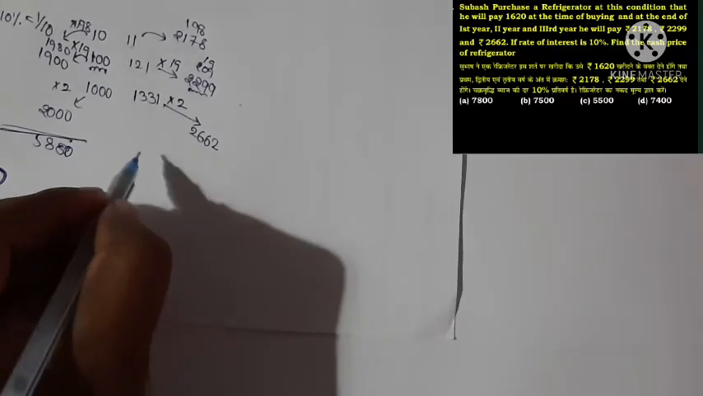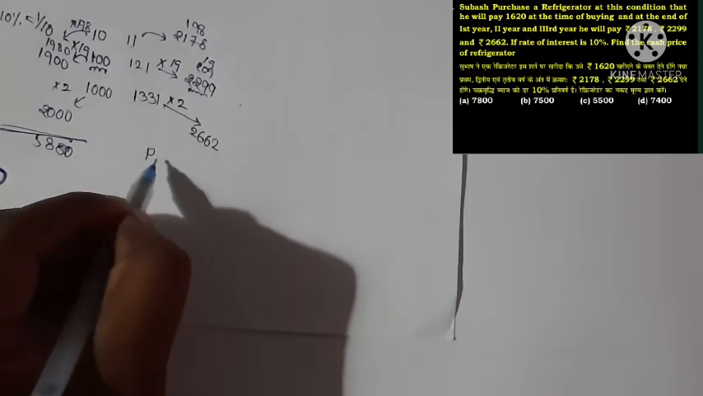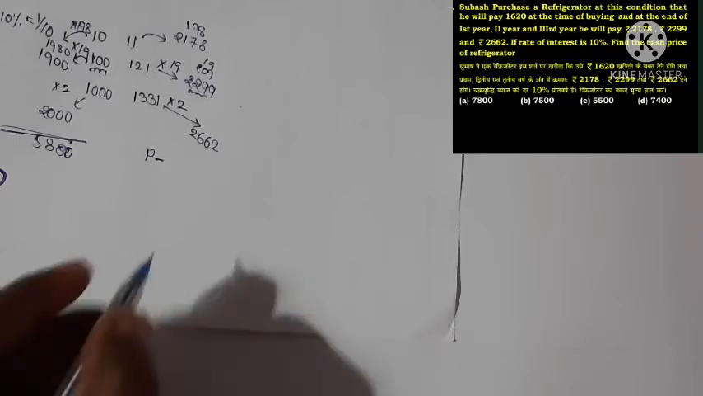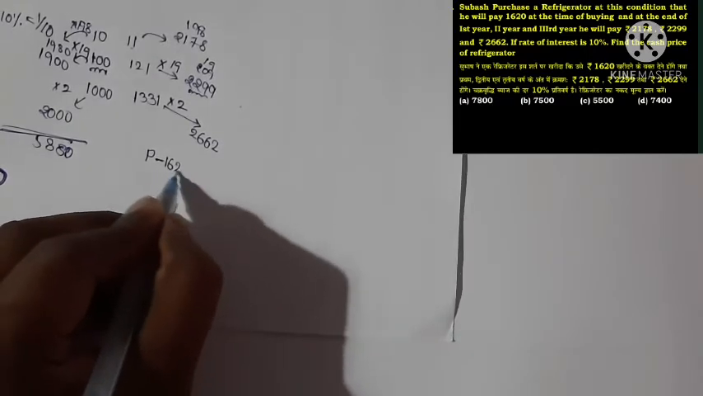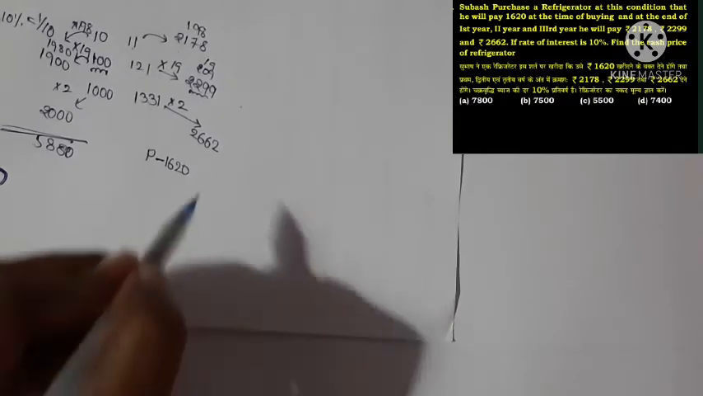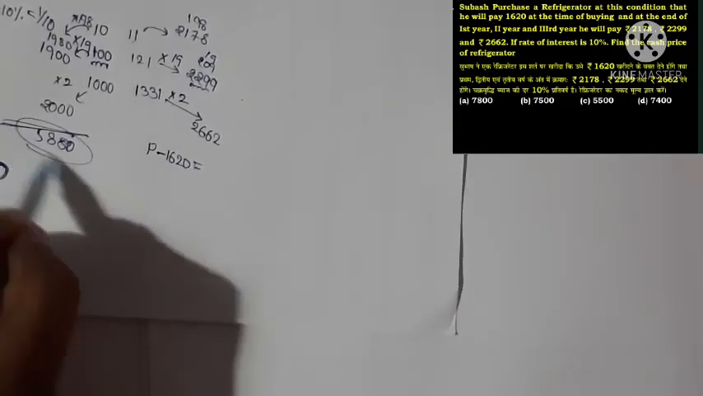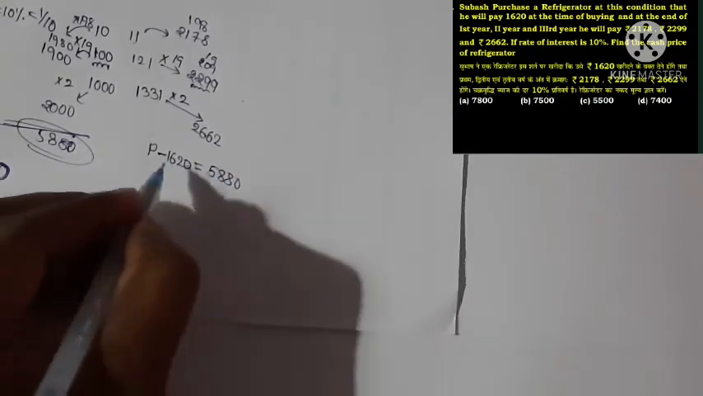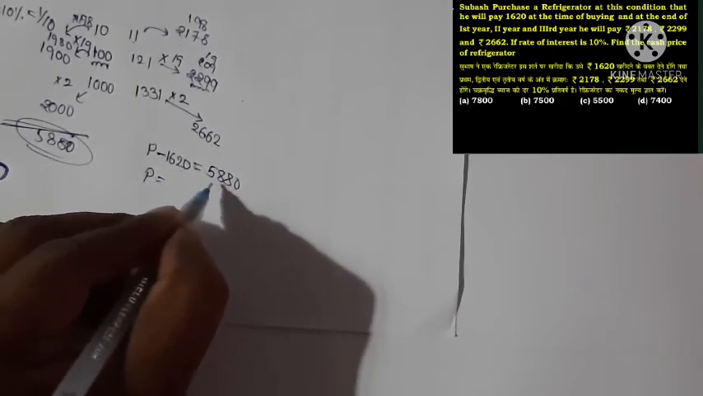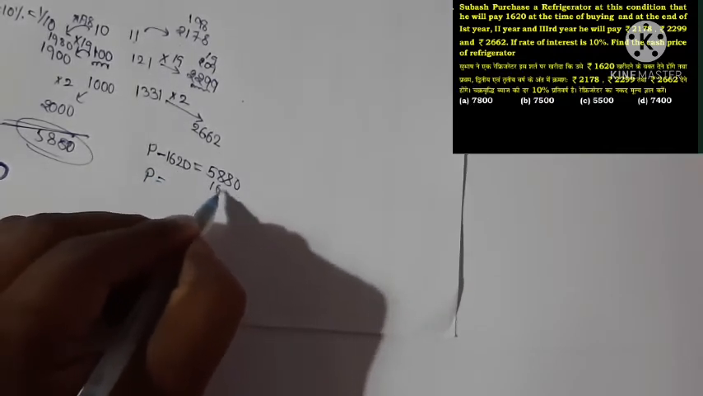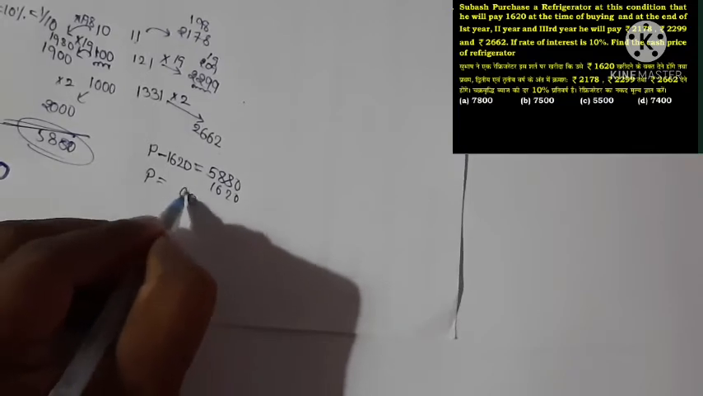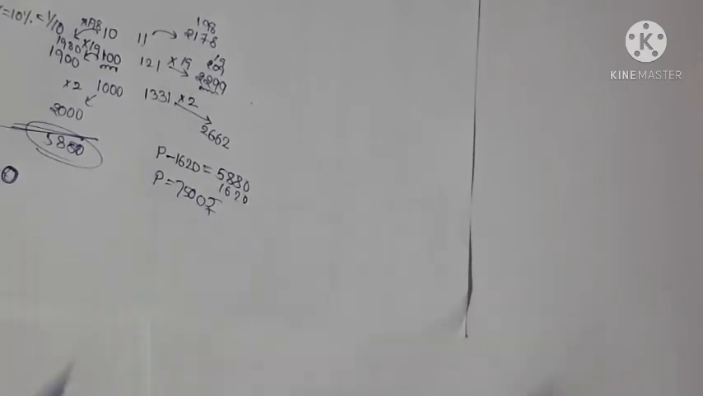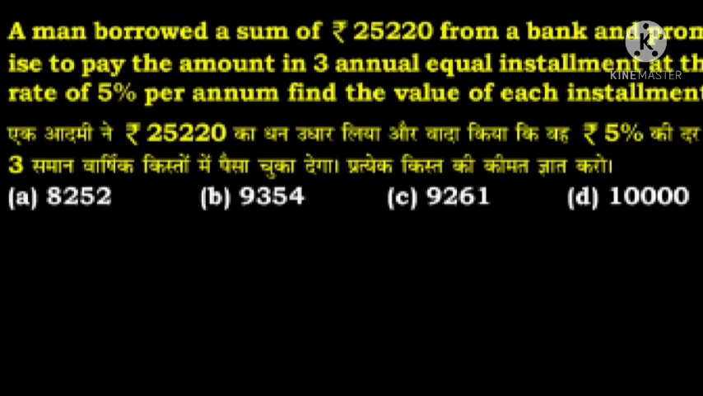So your principal is P. After he will pay 1620 rupees at the time of buying. So that value is equal to principal 5880. So principal is equal to 5880 plus 1620, 7500.